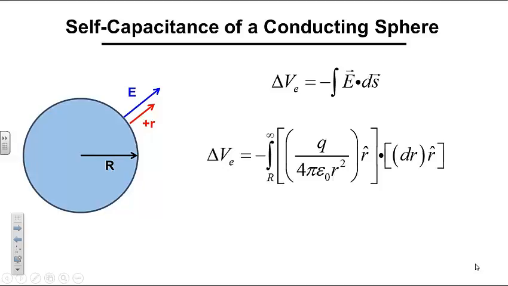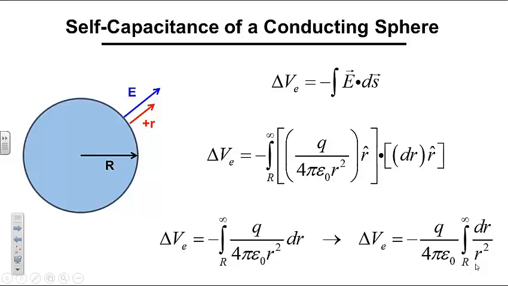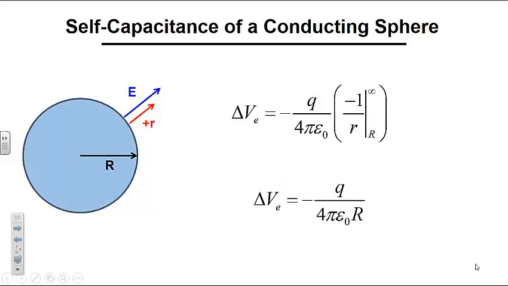The limits of integration of the electric field are from the surface of the conductor, a distance r from the center of the conductor, to infinity. Several terms in this integration are constant and can be taken outside the integral. The remaining integral is straightforward and gives the following result. We can then use this expression to determine the self-capacitance of the conducting sphere.